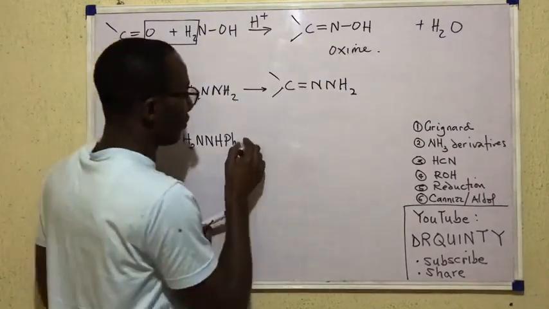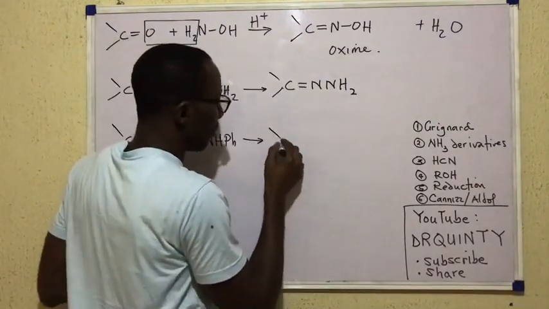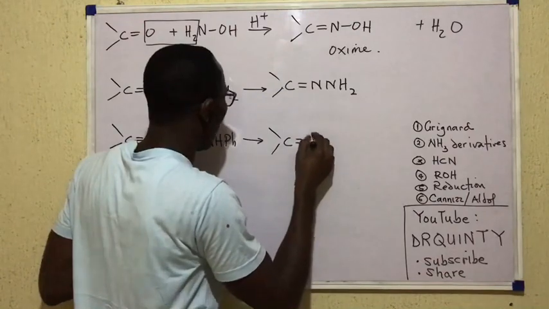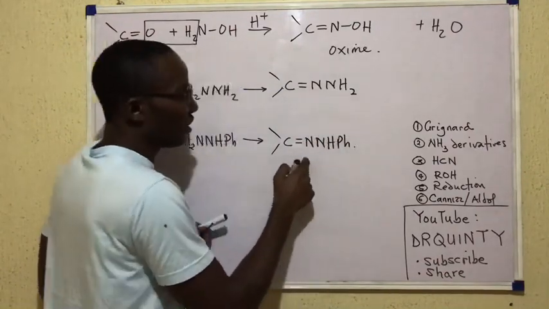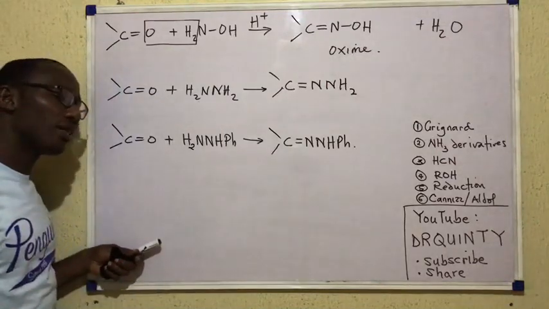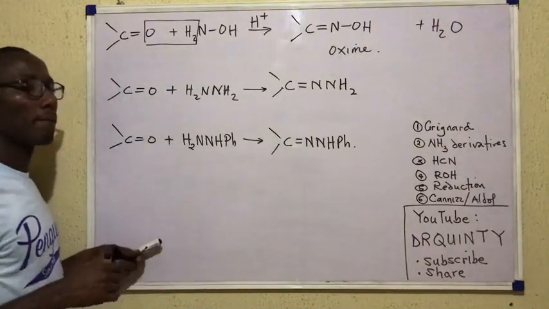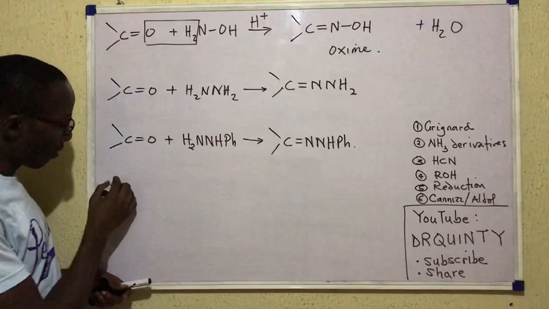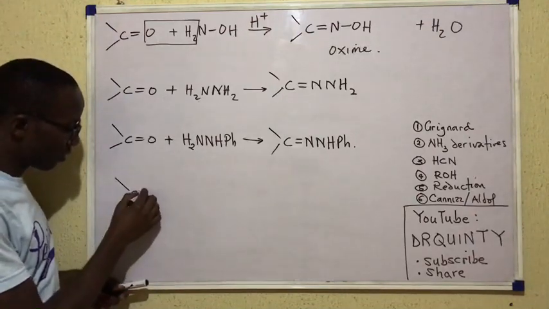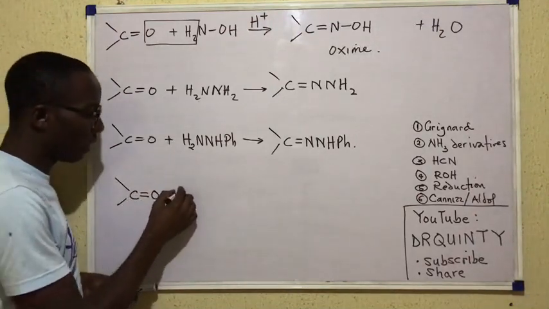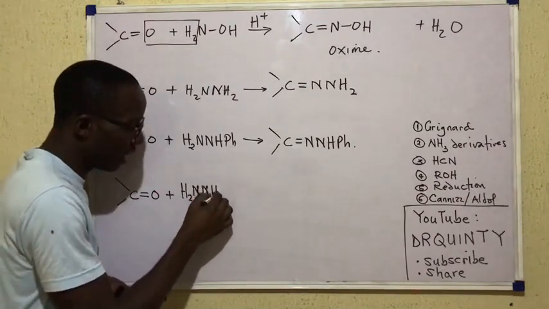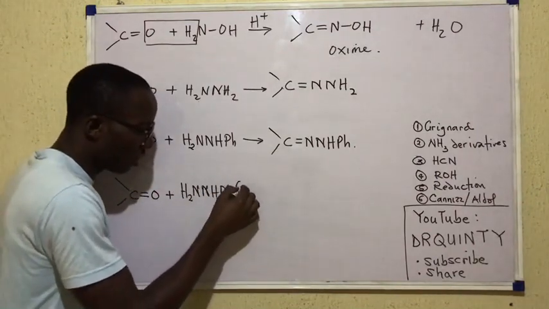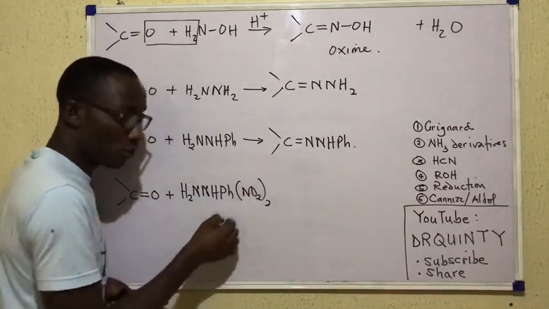So that at the end of the day, I'll have this C double bond N, then NH and pH. This is called a phenylhydrazone. We said so before. Then we have two more. This is the next one, carbonyl plus H2N, NH, pH, NO2 bracket 2.